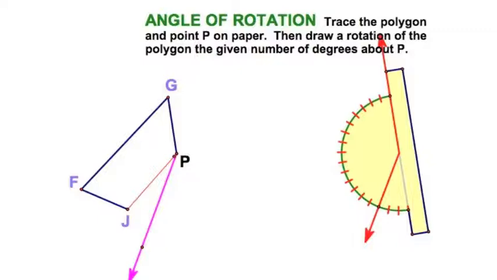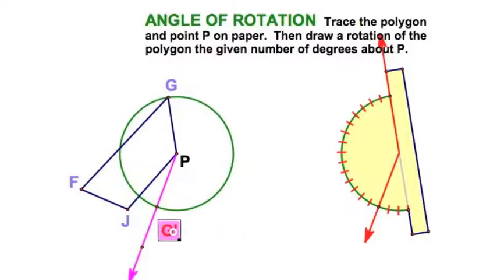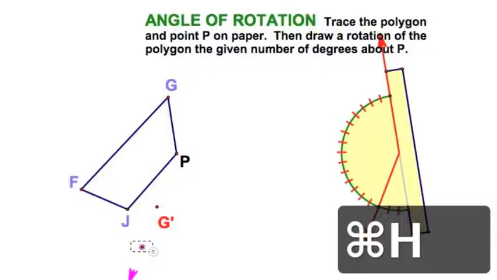Then I'll need my compass. Swing my compass through the point G, and where it intersects my newly drawn ray, that's going to be G prime. So we've got the first point. That was really quick. Let's hide these construction marks so we don't get confused.